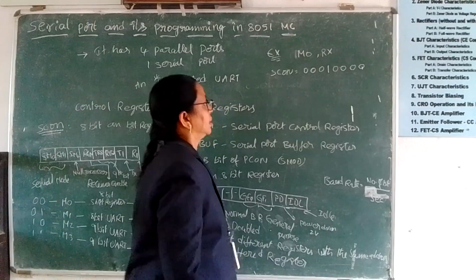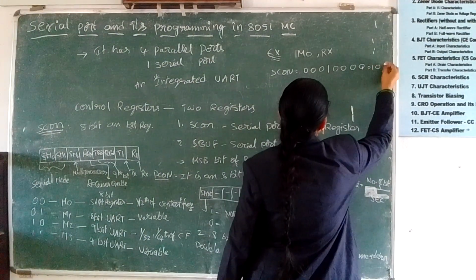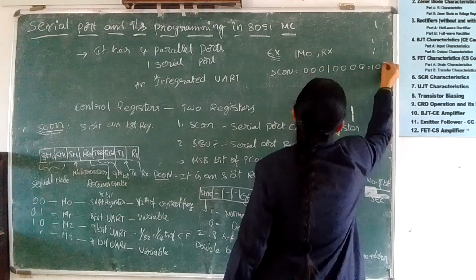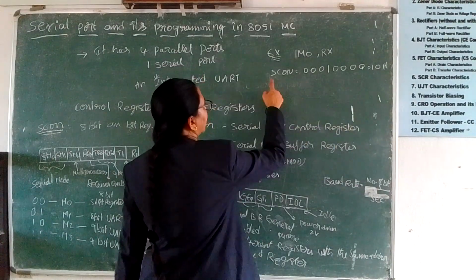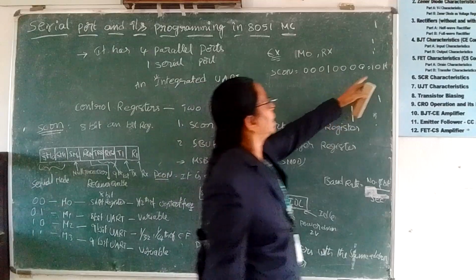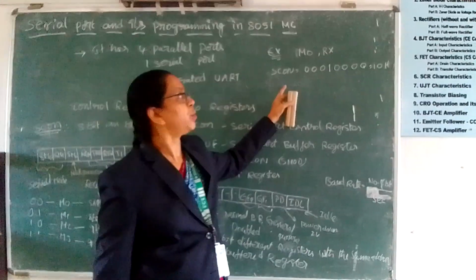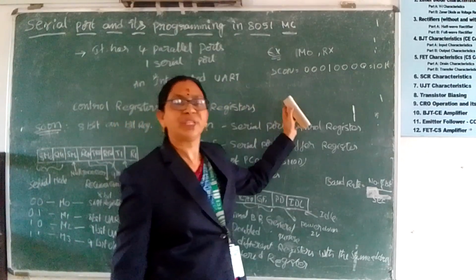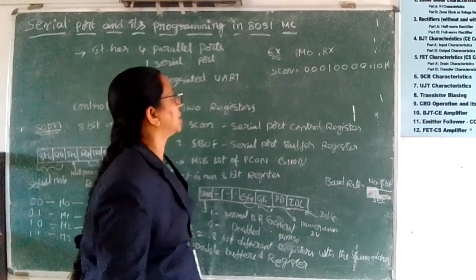So the SCON bits will be 0 0 0 1 0 0 0 0 according to our requirement, that means 10 in hexadecimal. So we can move 10H to the SCON register by using the move command. Then the serial port of the 8051 is operated in mode 0 in the receiver section.